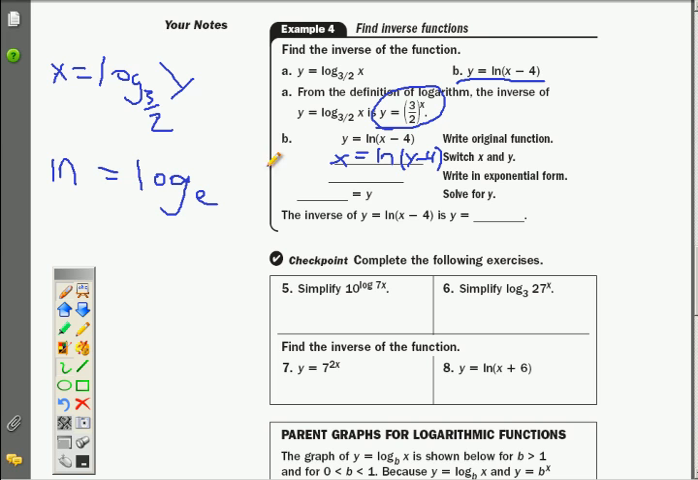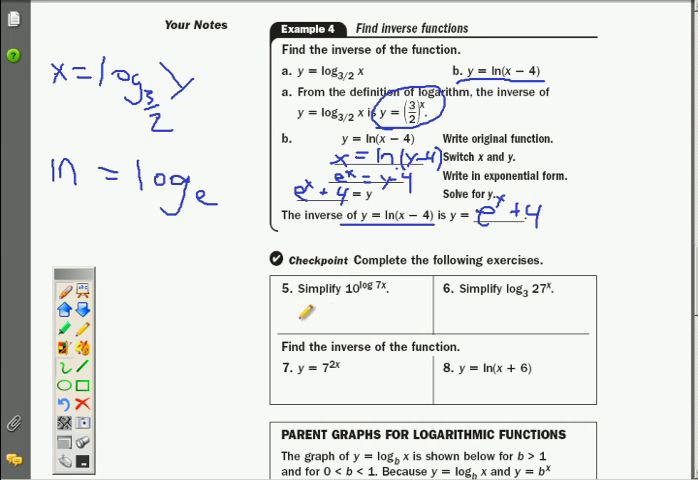All right, sorry for my terrible handwriting. So e is here, and we're going to say e to the x equals y minus 4. I still have to solve for y, so I'm going to add 4. So I get e to the x plus 4 equals y. Therefore, the inverse of this is e to the x plus 4.